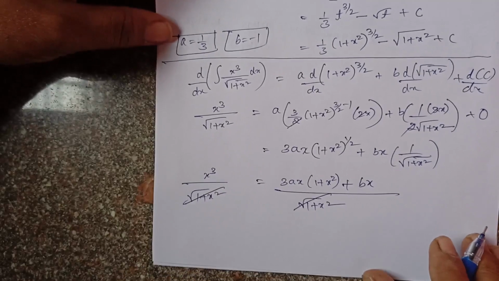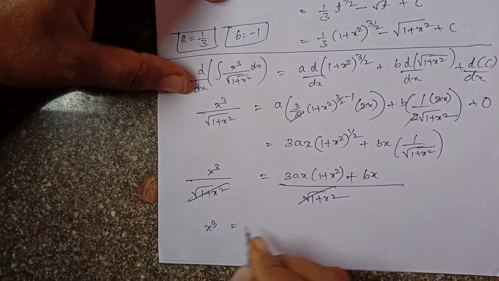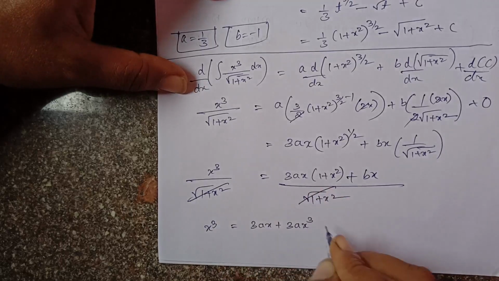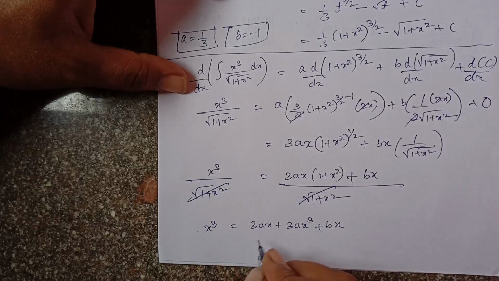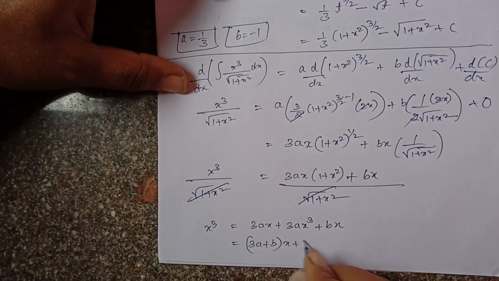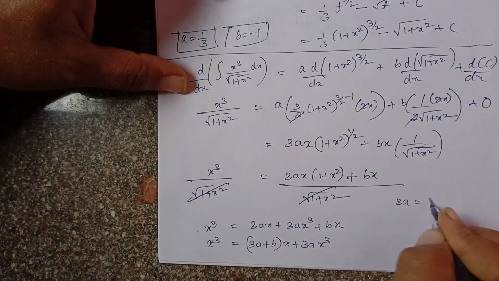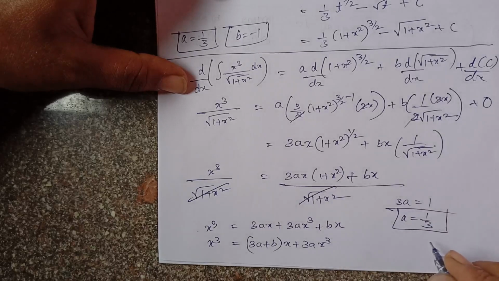Now how will you find the values of a and b? Very easy, you compare it. This is x cube is equal to 3ax plus 3ax cube plus bx. What is the x cube coefficient? 1. Here, comparing the coefficients, or else let me write one more step. This is 3a plus b into x plus 3a x cube. Now comparing the coefficients, x cube coefficient is 1, here x cube coefficient is 3a. 3a is equal to 1. What is a equal to? 1 by 3.